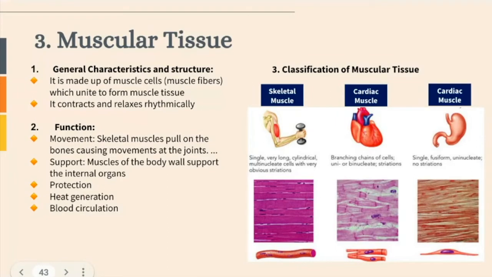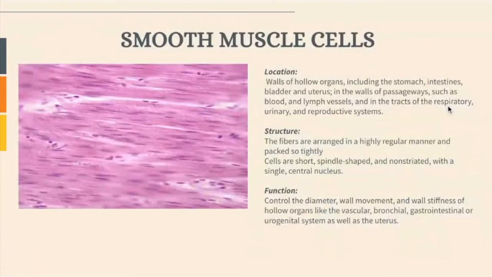There are three classes of muscular tissue: skeletal, cardiac, and smooth muscle. Okay, the first one is smooth muscle cells. It forms the wall of hollow organs, including the stomach, intestine, bladder, and uterus. They also make up the wall of passageways, for example the blood and lymph vessels, and can be found in the tract of the respiratory, urinary, and reproductive systems.